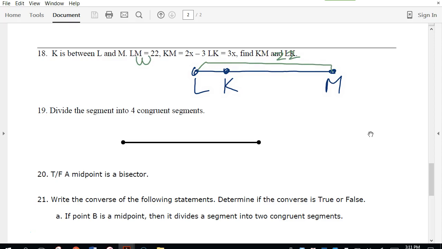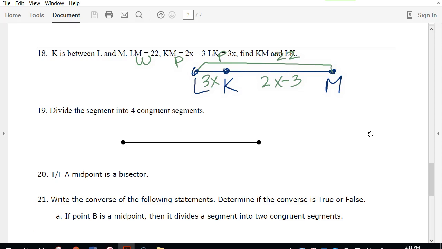Someone said it. KM is 2x minus 3, and LK is 3x. This is a segment addition problem. These two things, I'm going to put a P by them. Why? Those are parts, and this one was the whole. They don't always give it to you in the right order. They don't always give you part and then whole. You have to look at your picture. Sometimes they give it to you out of order.